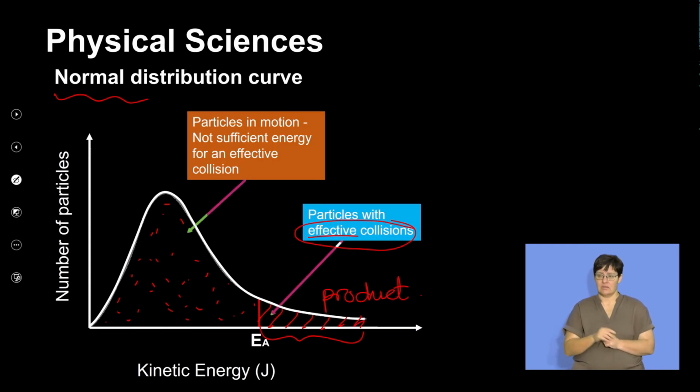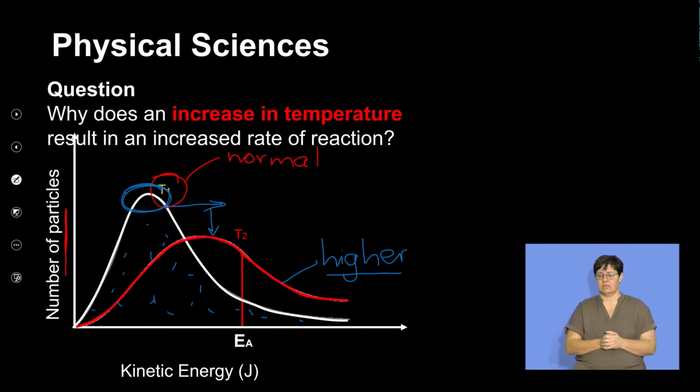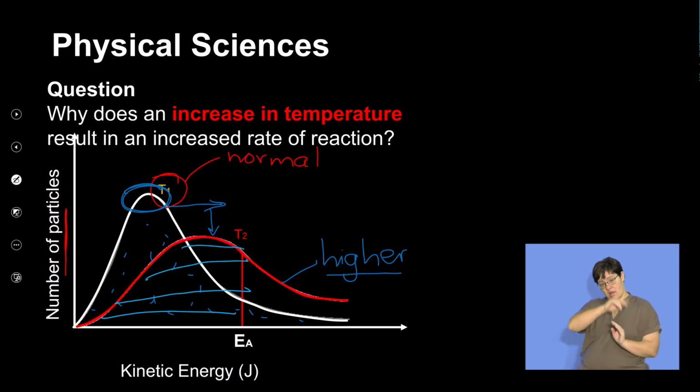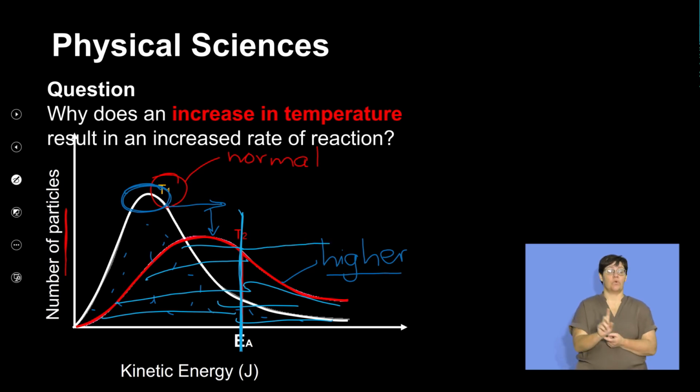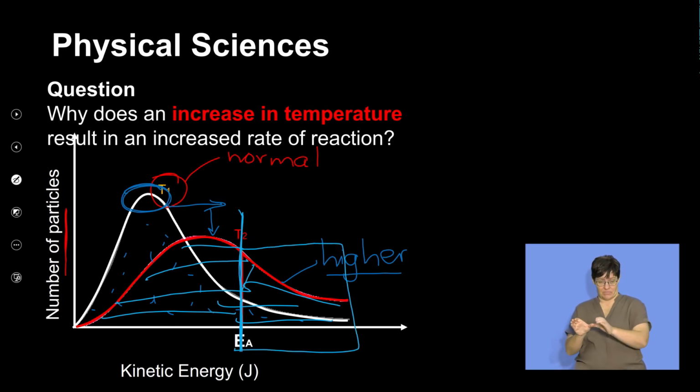And these particles are now spread in this red curve that we see here. So what we can see now is our activation energy is showing us that that compartment there is the compartment that will have effective collisions.